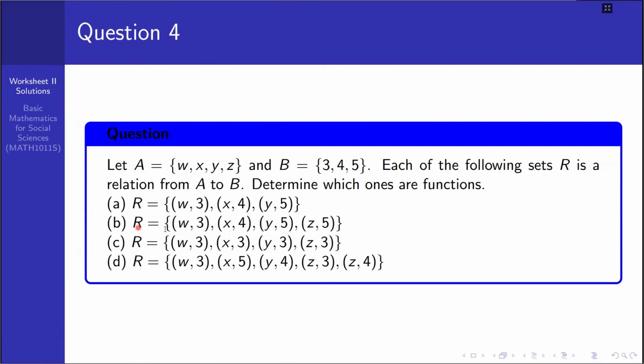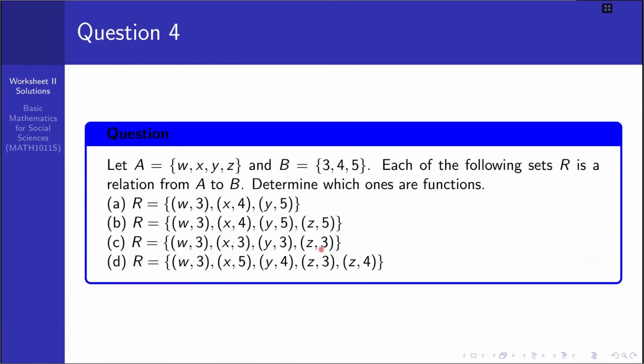Taking the second one, we have W3, X4, Y5, Z5, and the domain W, X, Y, Z is fine here, but this is not a function, because Y is the image of this one, that's simply Y. Sorry. Okay, the next one is clearly a function. The domain is the set containing W, X, Y, and Z, which is exactly A, so each and every element of the domain is paired with exactly one element within its range. Therefore, B is a function.